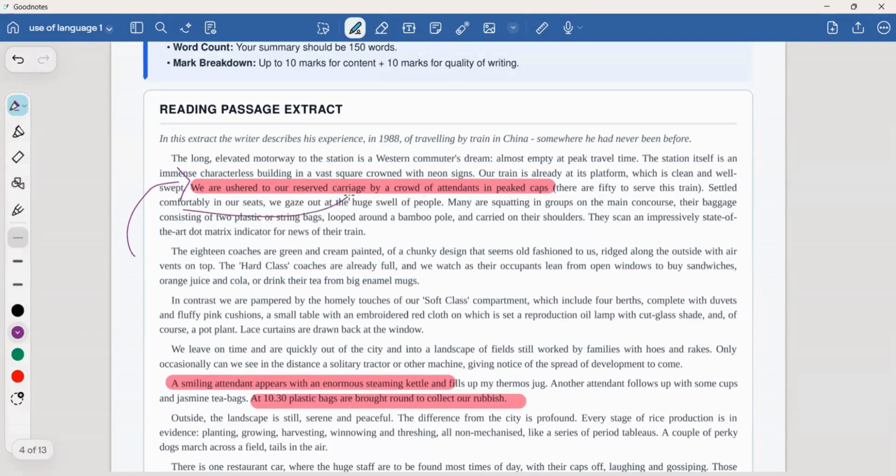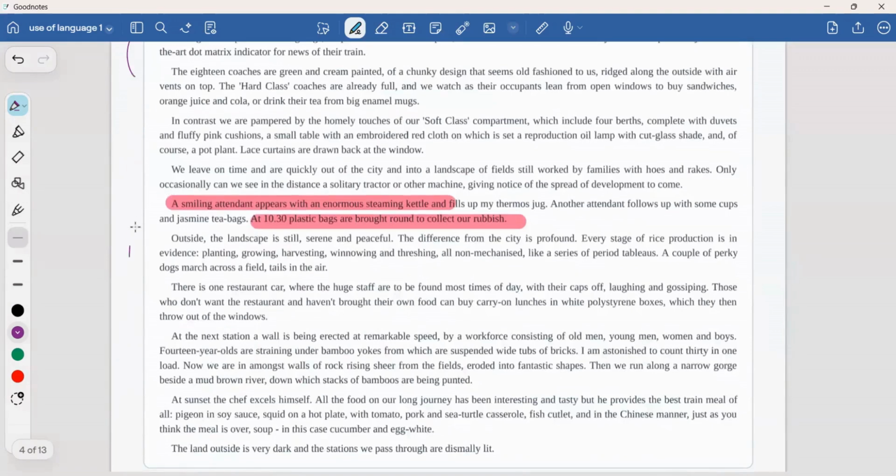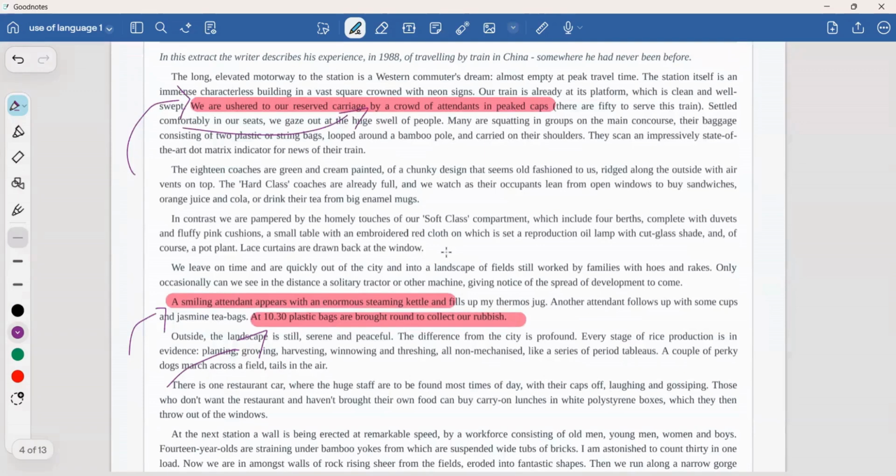So, they were taken to the carriages. Some people came, they took them to the carriage. Okay. Second was a smiling attendant appeared. Third was that there was regular rubbish cleaning. Okay, so these are the three things that prove that the train's journey was very, very pleasant.